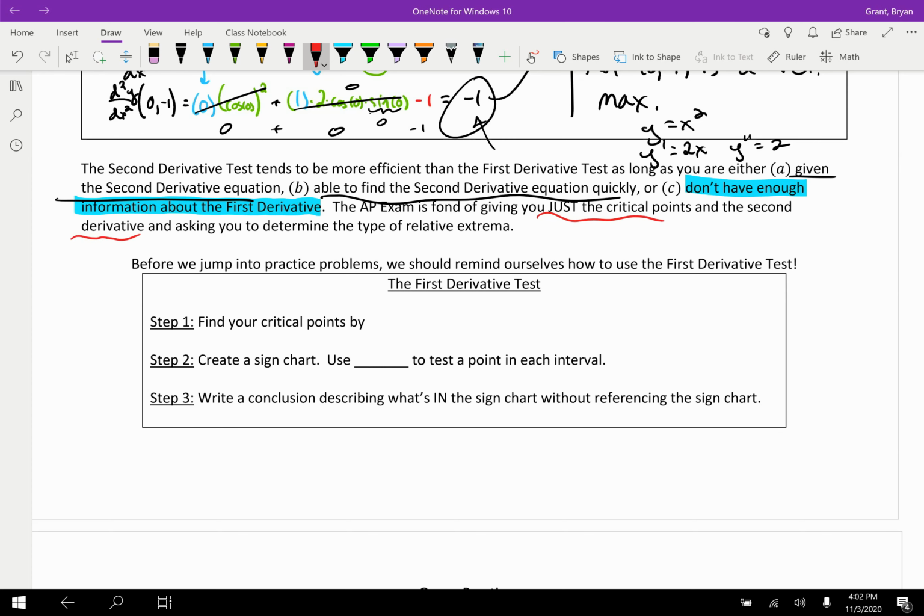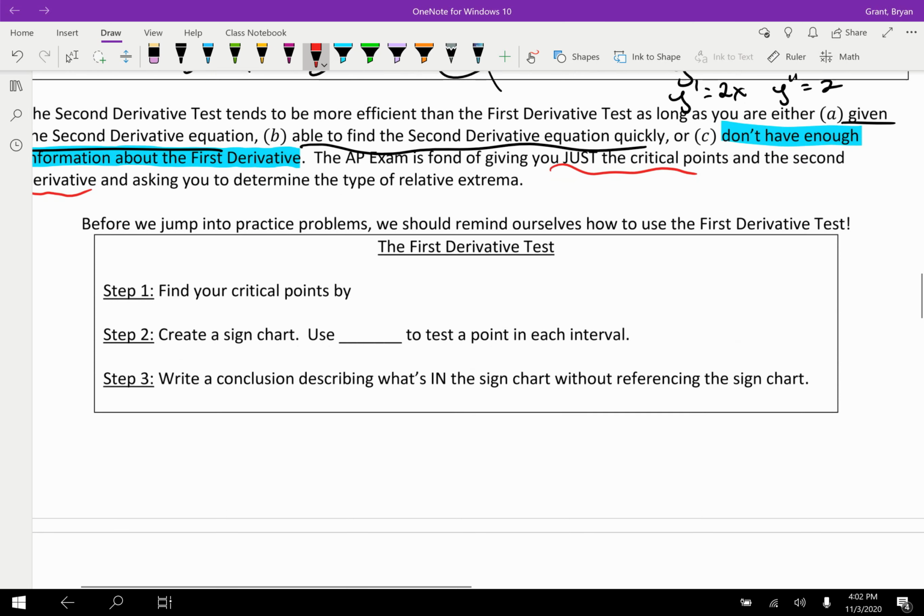Just reminding you of the first derivative test, always nice to have them both on the same packet. You find your critical points the same way that we would for the second derivative test, nothing bad at all. We create a sign chart. Right? And once you have the sign chart, you want to use f prime. It's all about the first derivative to test points in each interval. And then last but not least, you write a conclusion about what's in the sign chart. And of course, you don't reference the sign chart.